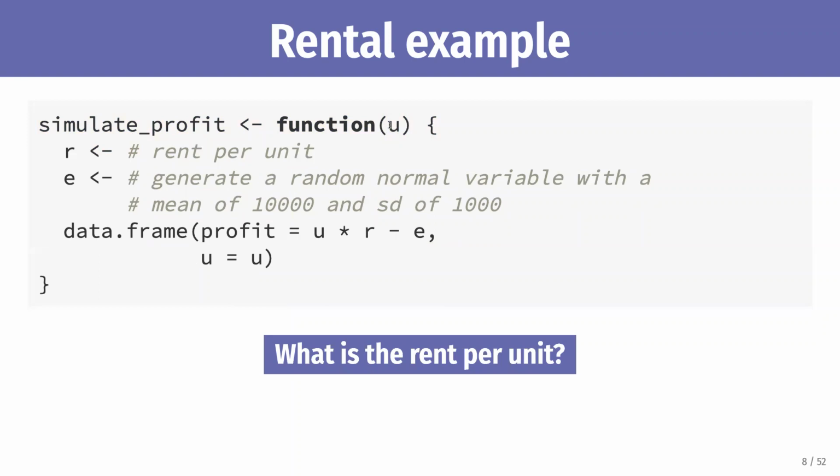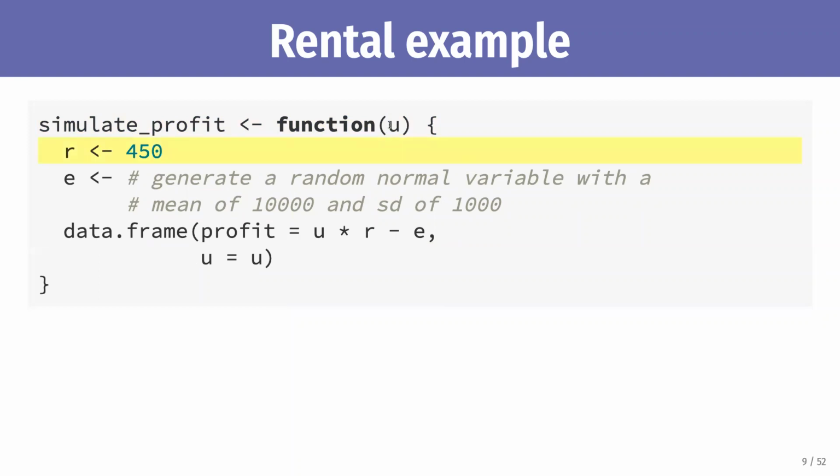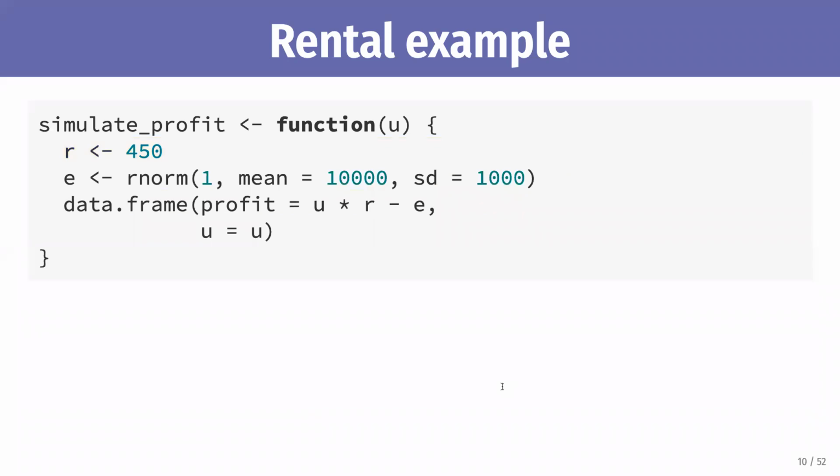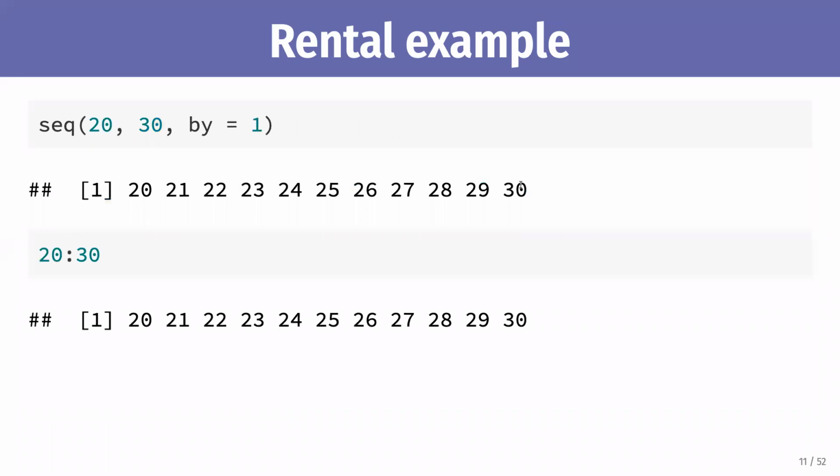What is the rent per unit in this scenario? Anybody? 450, yeah, so I'll put in 450. And then how do we generate from a random normal variable with a mean of 10,000 and a standard deviation of 1,000? Yeah, exactly. So we're going to just get one little variable, and we want it to have a mean of 10,000 and a standard deviation of 1,000. Very good.